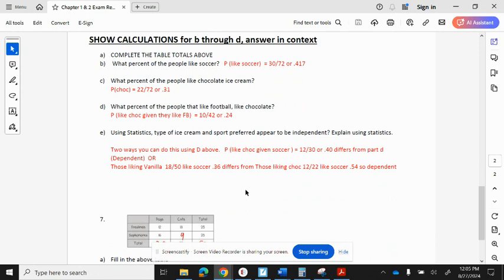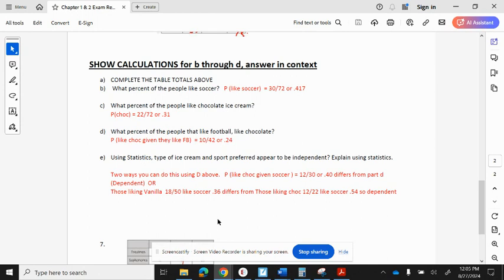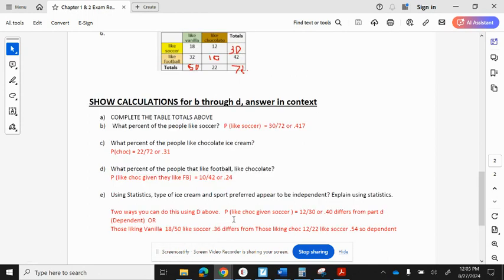Using statistics, type of ice cream and sport, do they appear to be independent? Sorry, I must not have typed that very well, but hopefully we get the idea. Do type of ice cream, there should be a word do right here, in sport preferred appear to be independent. Okay, so a couple ways we could do this. One is find out the probability that they like chocolate given soccer. We already found like chocolate given football, so we have that 24%. So let's do it for soccer, and we take 12 out of 30, and that equals 40%, and that's different than the 24. So see how I said it differs from part D.